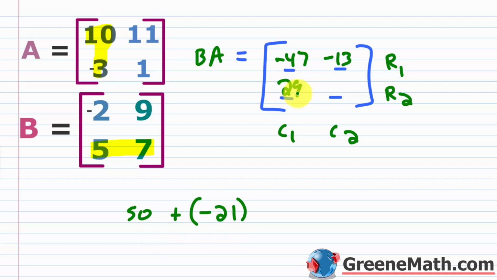And then we just have one more to do. Again, I'm just going to shift this column here to this one because I'm in column 2 now. So I'd have 5 times 11, which is 55, plus 1 times 7, which is 7. 55 plus 7 is going to give me 62, okay?